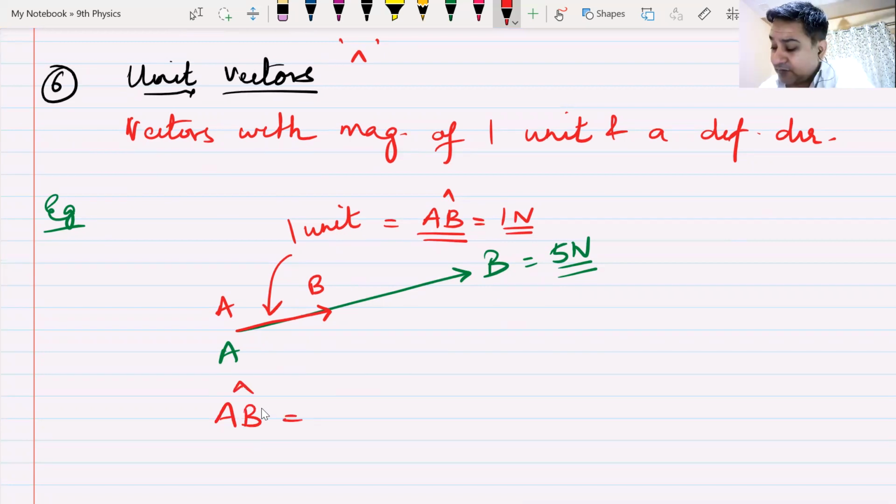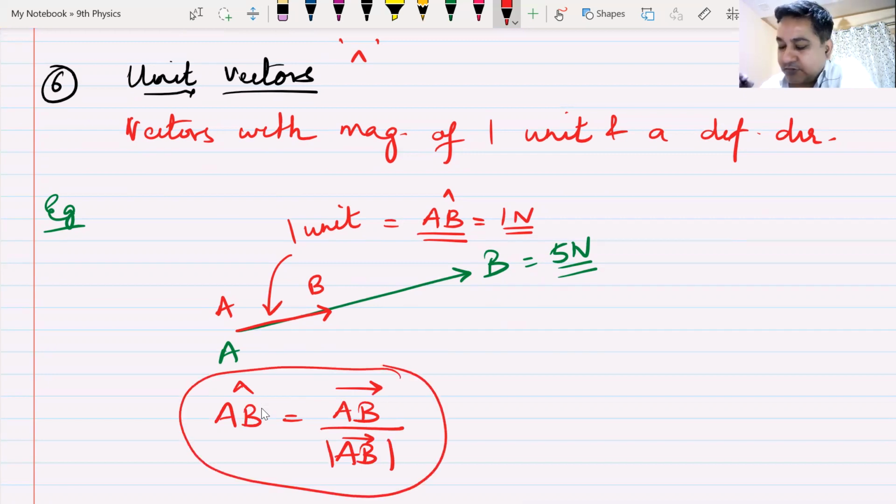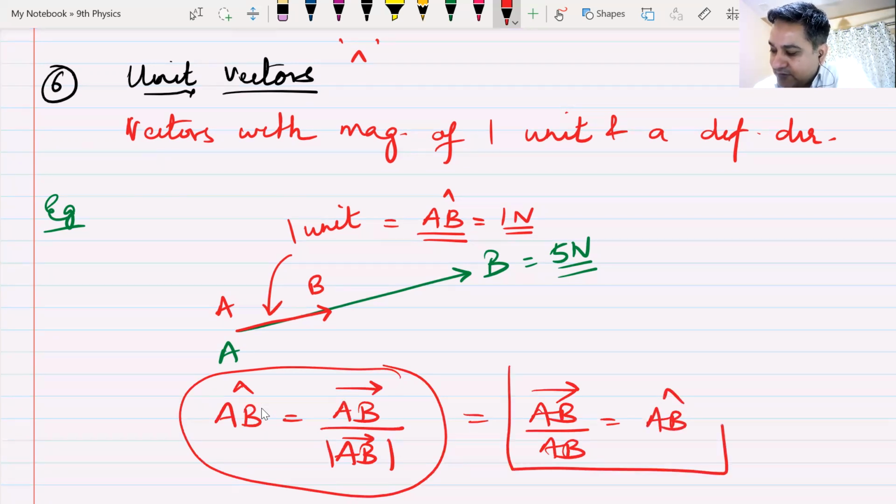Now, how do I get the value of this AB hat or AB cap? We are doing what we are supposed to do in 11th standard. It will be AB vector divided by the magnitude of AB vector. This is how you get AB hat. AB vector divided by the length of the side AB will give me AB hat. Do we understand this, beta? Yes, sir. Any problems with this one up till now?